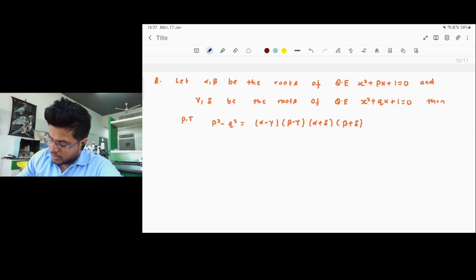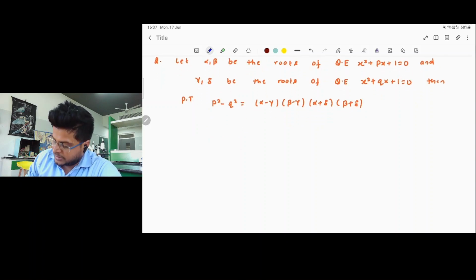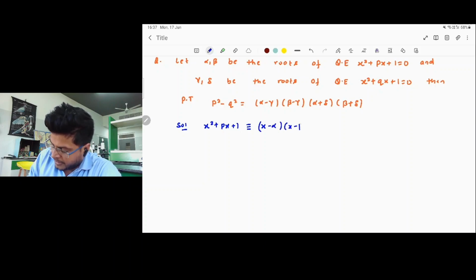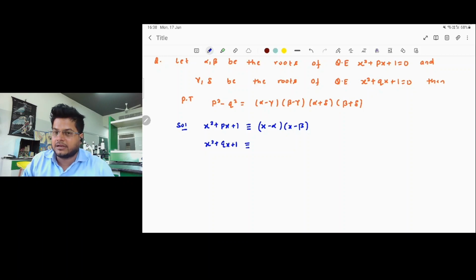Okay. So coming back to this question, my first part is, if I see this equation, isn't it? This x square plus px plus 1 can be identically written as x minus alpha, x minus beta, right? And in a similar way, x square plus qx plus 1 can be identically written as x minus gamma, x minus delta.